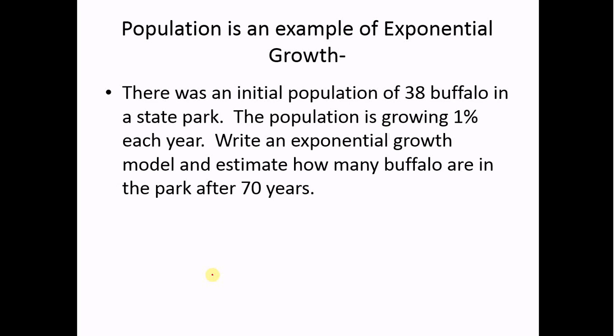I have a population of buffalo. There are 38 of them originally. That's how many we put in there. Our population is going to grow 1% each year. We need to first write a growth model, and then estimate how many buffalo are going to be in our park after 70 years. So, the very first thing, we need to write our model. We have 38, we have 1%. That's all I need. So I have y equals a times 1 plus r to the t.